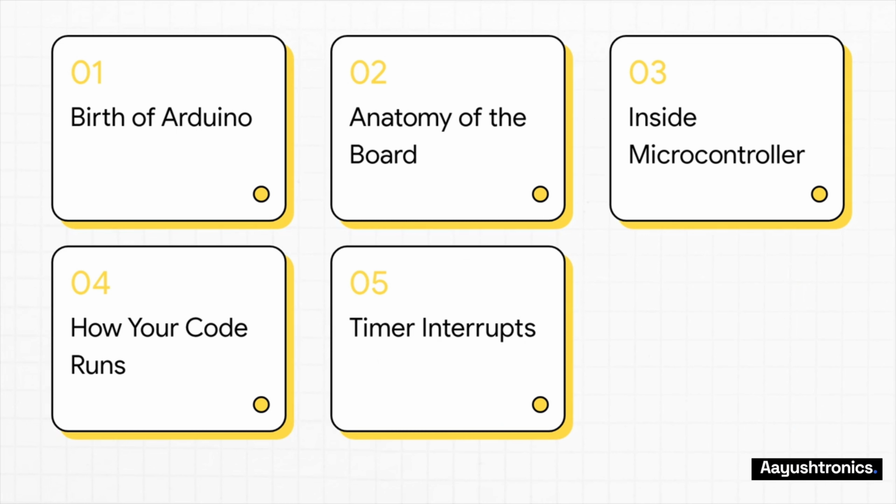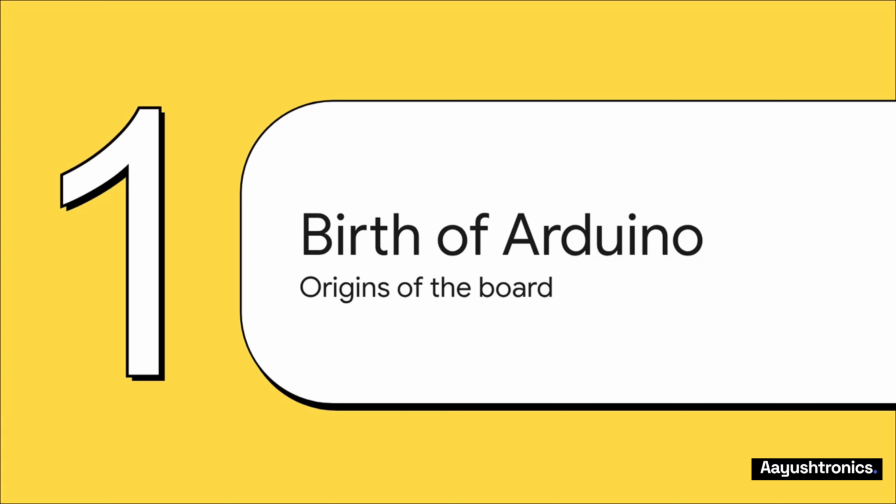Okay, here is our roadmap for the explainer. 1. The birth of Arduino. 2. Anatomy of the board. 3. Inside the microcontroller. 4. How your code runs. And finally, 5. Mastering timer interrupts. We're essentially taking a zoom-in approach here, stepping down from the physical board itself right into the micrologic that actually runs your code. Let's get into it. Part 1.